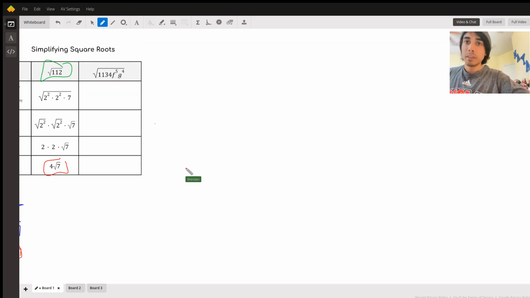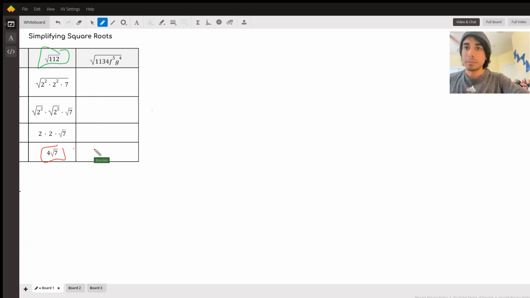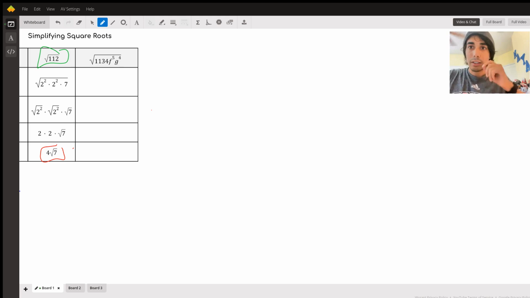All right, let's do a harder one. First thing we need to know, there's a huge shortcut. Whenever there are letters involved, worry about the number by itself. So we're going to simplify this first, and then we're going to do it for each of the variables. And there's a trick to doing it for the variables that I think helps a lot as well. All right, so we're going to break it down the same way. Two things that multiply to 1134.